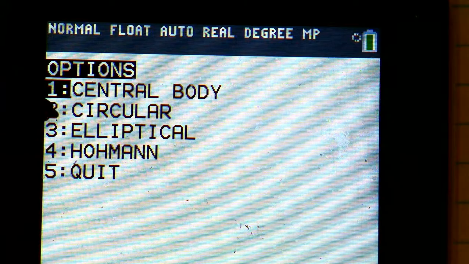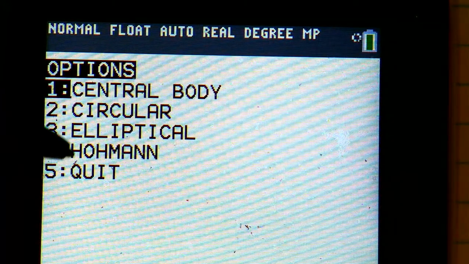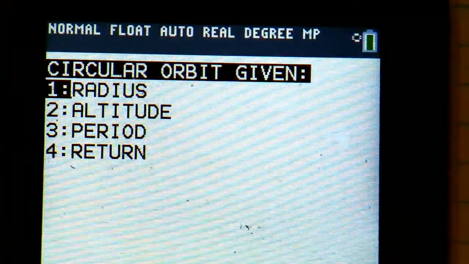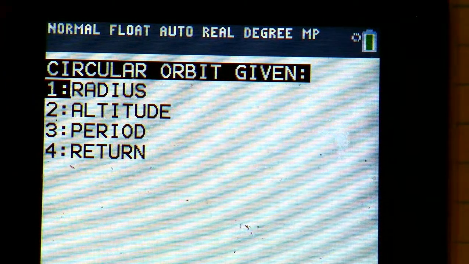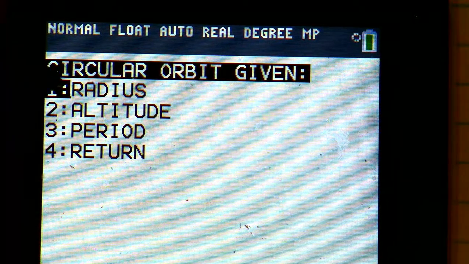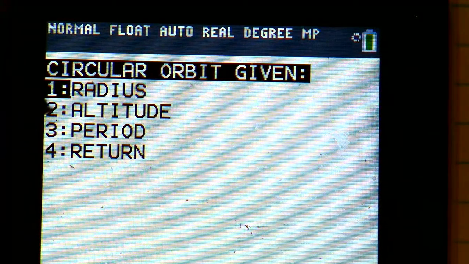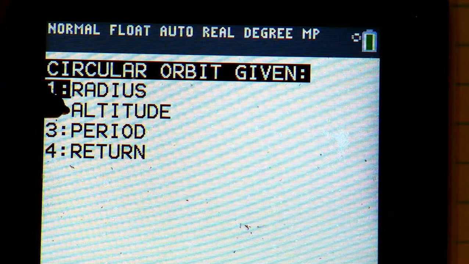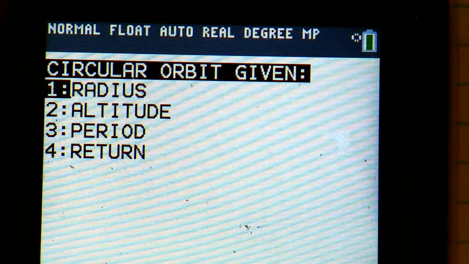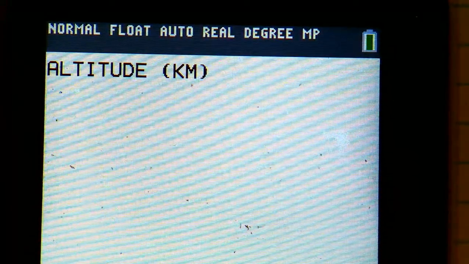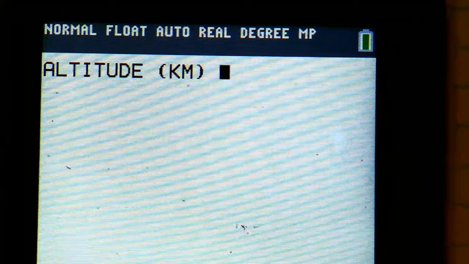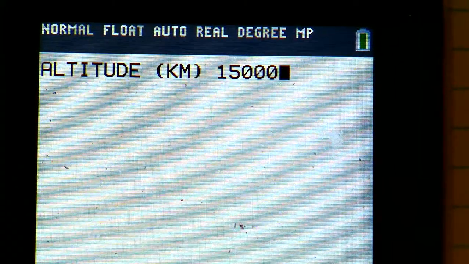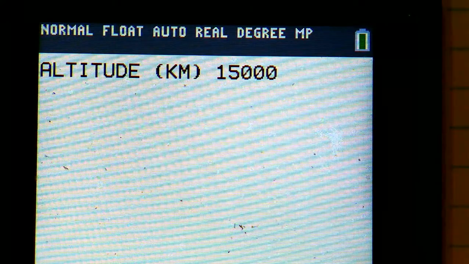Okay, next, what kind of orbit am I talking about? We're starting off with circular orbits, so choice 2 on my menu. Next, what is the information that is given about the circular orbit? Is it the radius, the altitude, or the period? In this example, it was the altitude. And finally, I now enter the altitude above the surface of the Earth, 15,000. Notice that I work in units of kilometers when I run my own program. Enter.